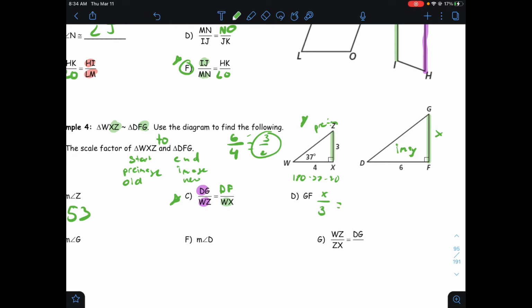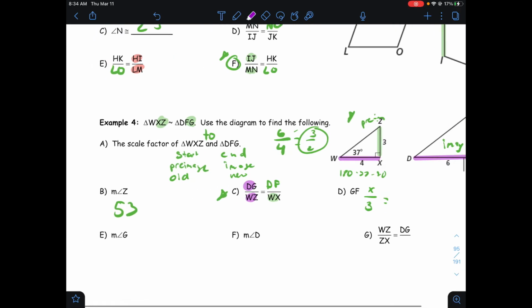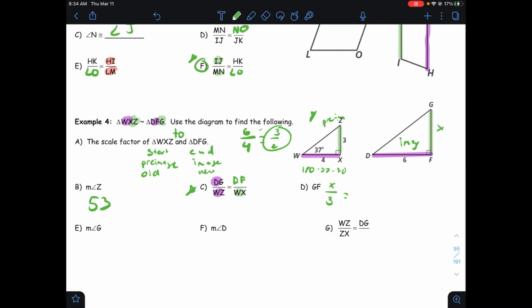pick 2 more sides to use the ratio of, and it has to be a pair of corresponding sides. So let's look. We could use DF and WX. If we look, those guys, DF and WX are corresponding. It's both the first and second letters. So we can use those. And again, we did image over pre-image, so we're going to do 6 over 4.